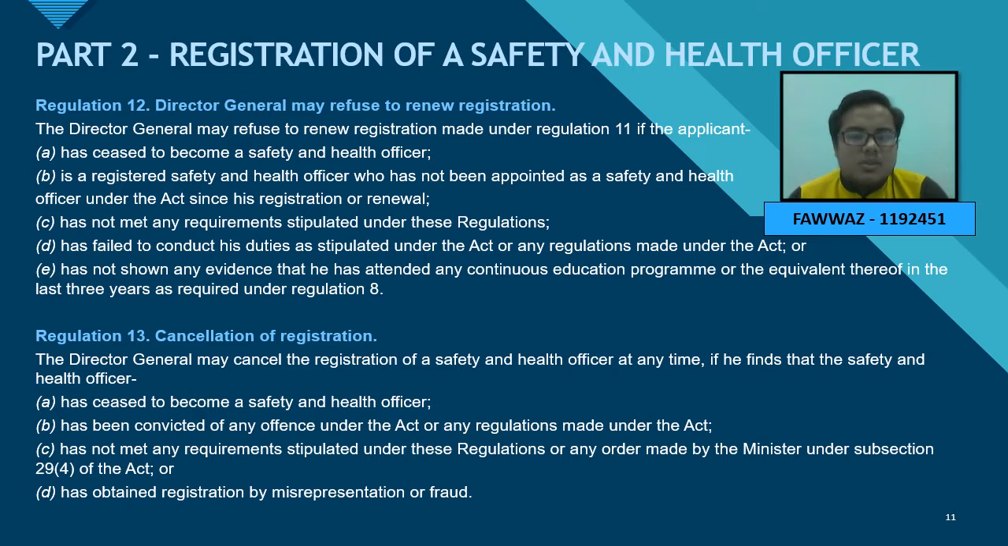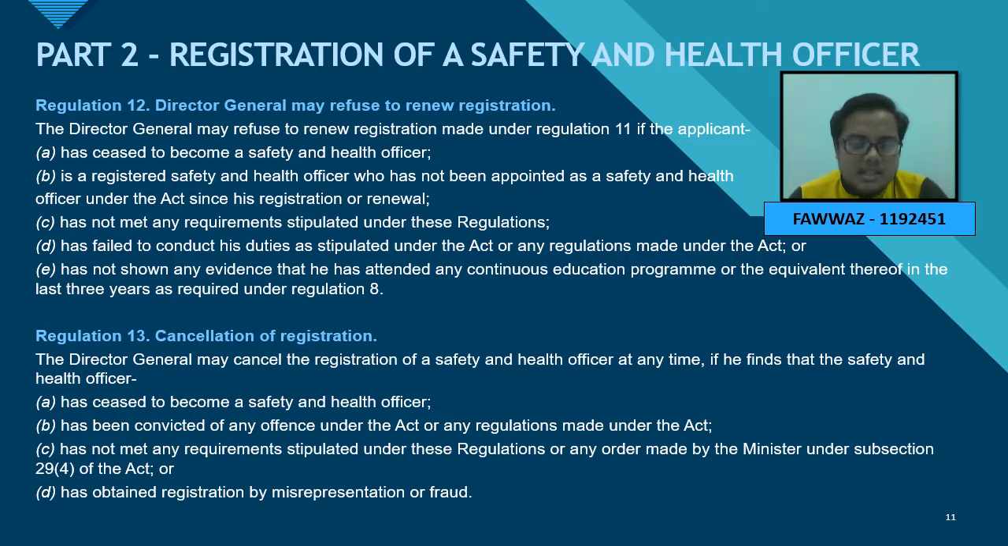Next, we are still in Part 2, which is registration of Safety and Health Officer. Regulation 12: the Director General may refuse to renew registration if the applicant has ceased to be a Safety and Health Officer, or is a registered Safety and Health Officer who has not been appointed as a Safety and Health Officer under the Act, has not met any requirement stipulated under this regulation, has failed to conduct his duties as stipulated under the Act or any regulation made under the Act, or has not shown any evidence that he has attended any continuous education program or the equivalent.